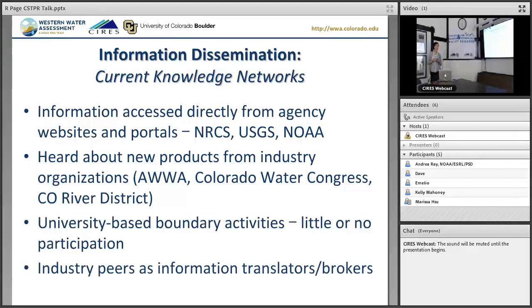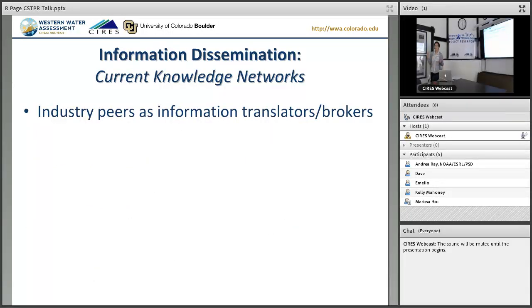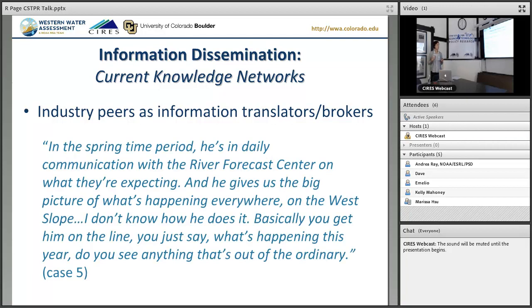Another interesting thing that came up was the role that industry peers played, both as a source of new information and as an interpreter of information for these managers. For example, when I asked one manager what types of products he used, we came to the Colorado Basin River Forecast Center's forecast product, the CBRFC forecast. He explained that he doesn't actually look at it himself, but he has this one buddy that he calls up at another system, and he relies on this person to provide a local assessment of what's happening. He knows that person is looking at all these other products, and so through him he's able to benefit from those products without looking at them himself. This is a quote from him.